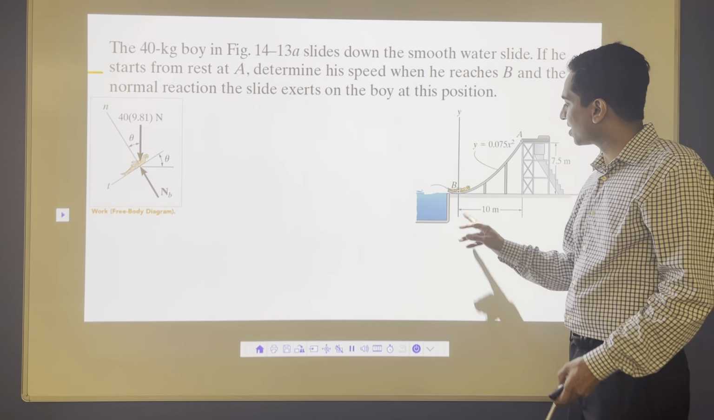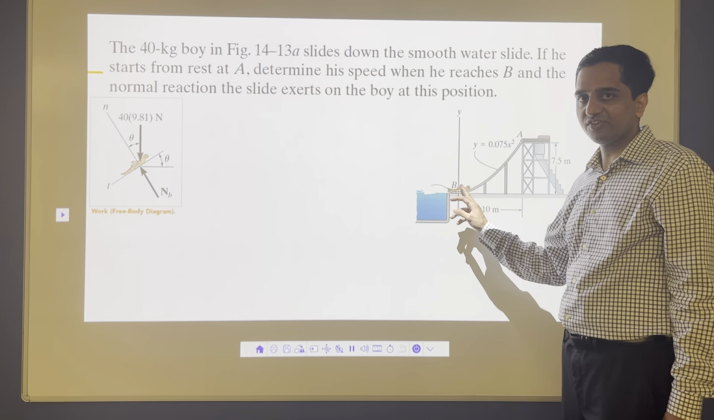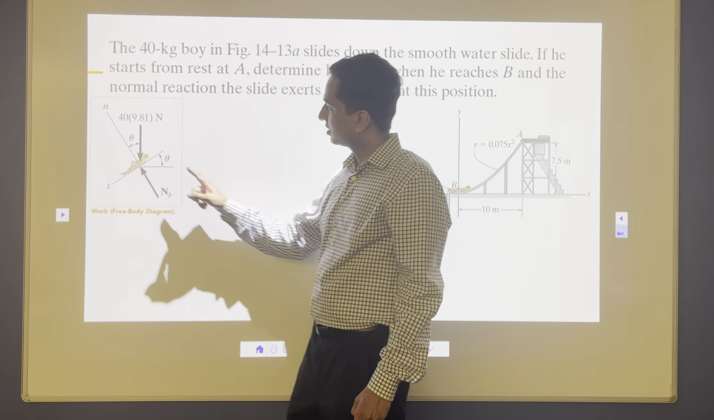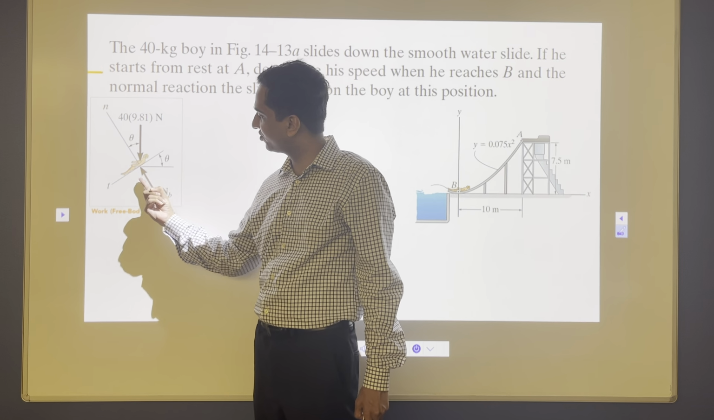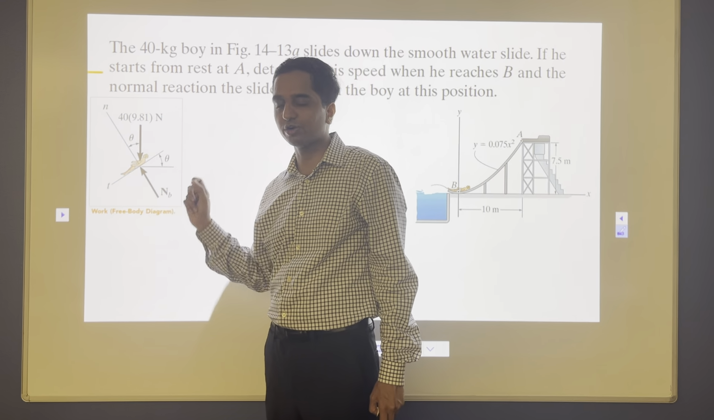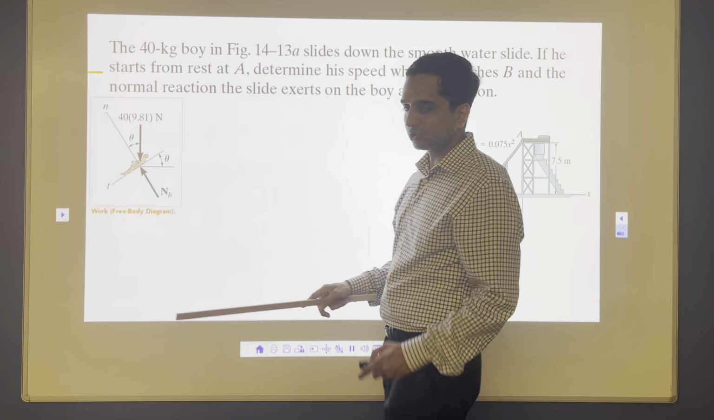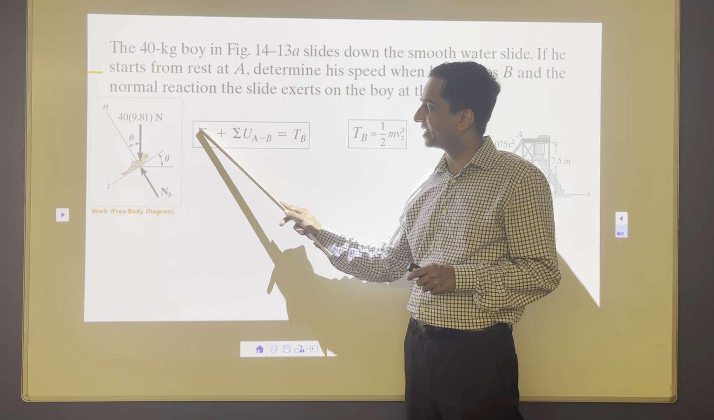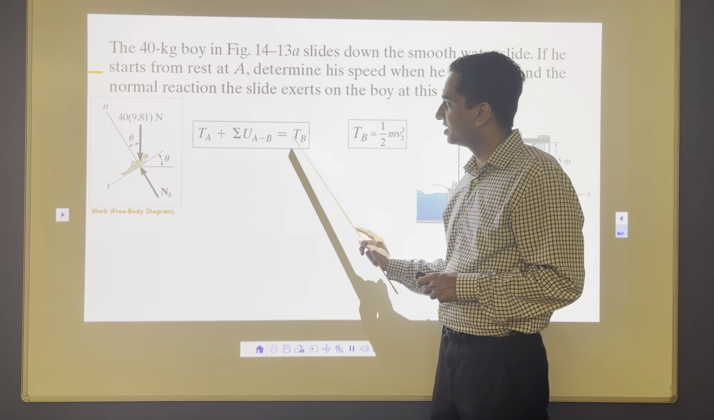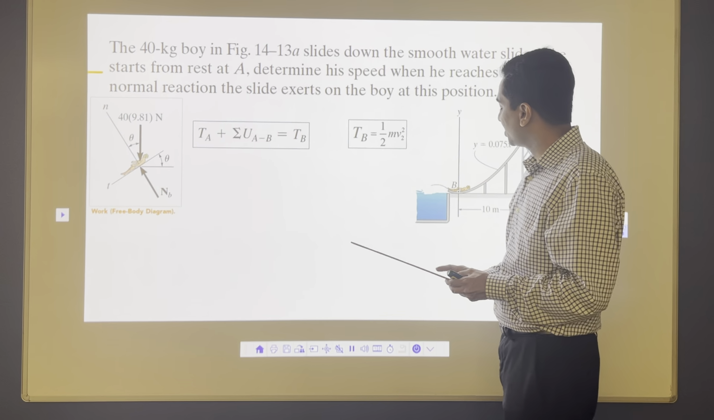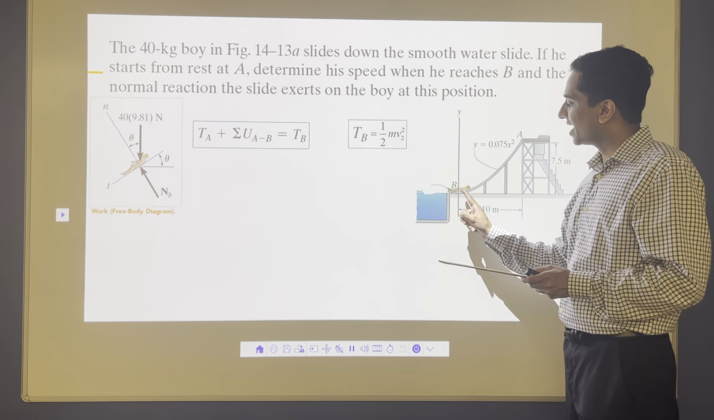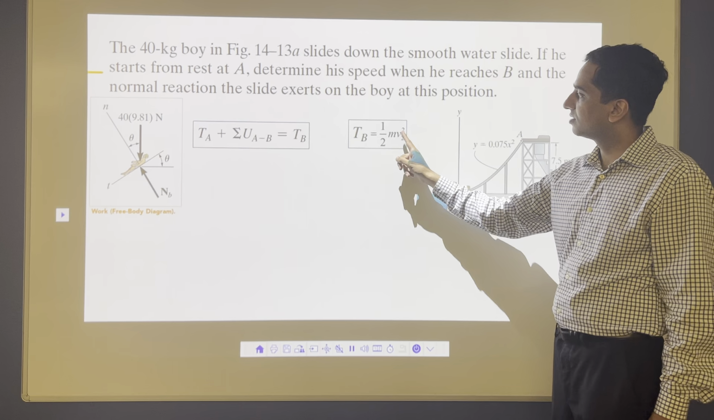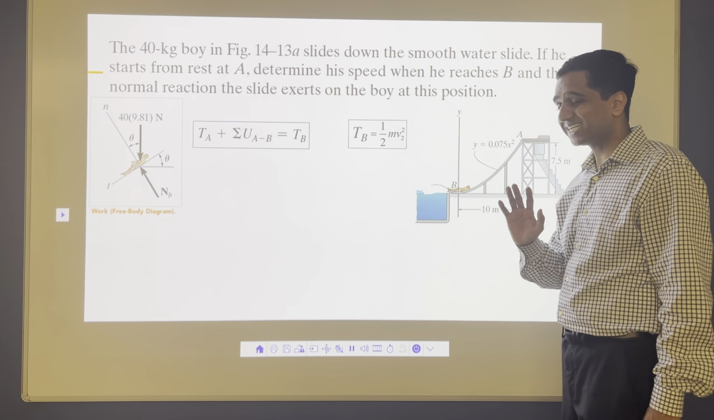Now for the first part, I want to find out velocity. So I'm going to draw a free body diagram to understand what forces are involved. There is only one force, gravity. A normal force from the surface is perpendicular. It will not contribute in the motion, it will not contribute in the work done. So gravity acts downward, so he's coming downward just because of gravity. I'm going to apply my principle of work and energy: initial kinetic energy plus work done by gravity equals final kinetic energy. The objective here is to find out the final kinetic energy, TB, at point B, and then find out velocity. It's very simple.